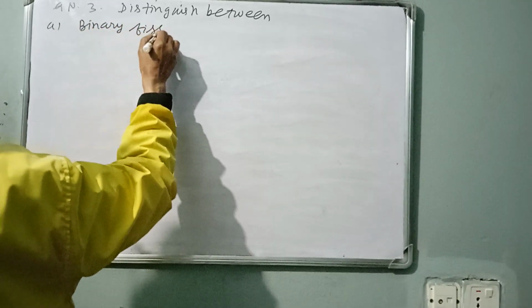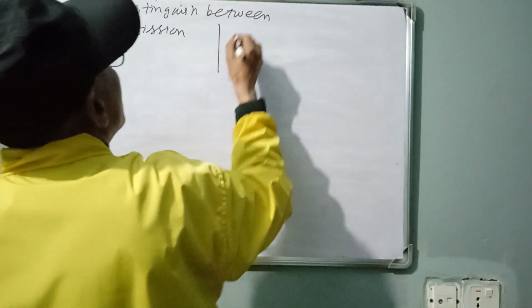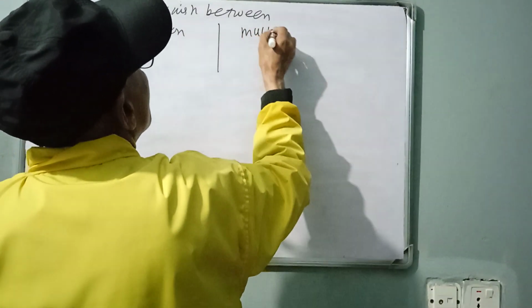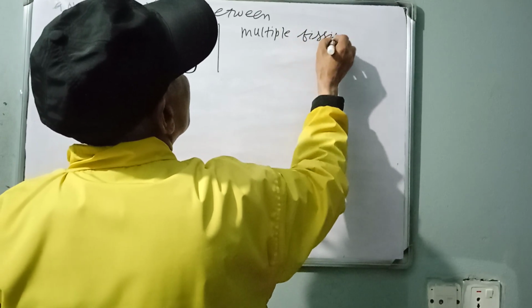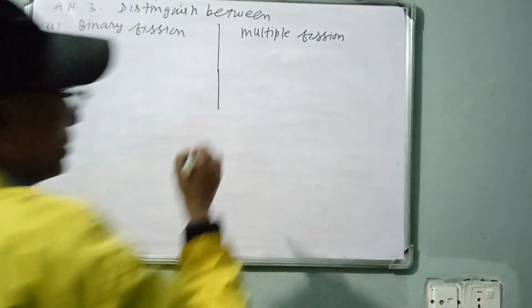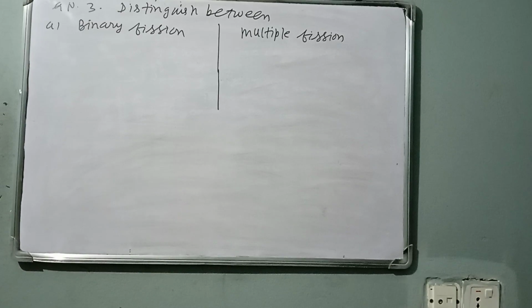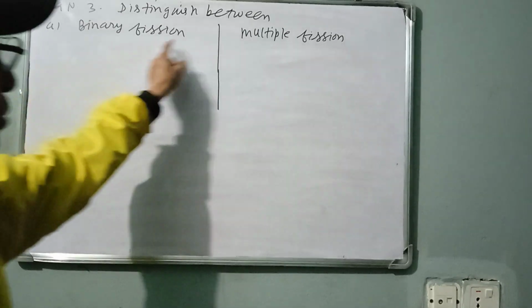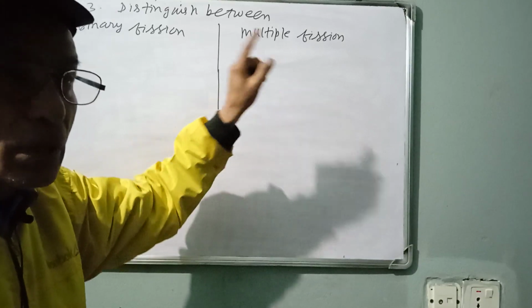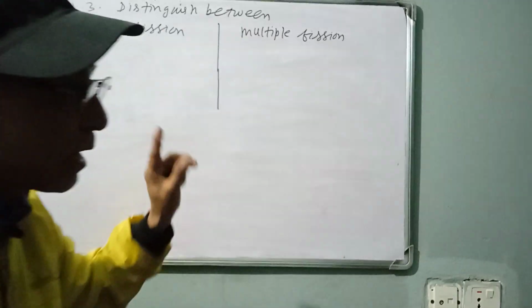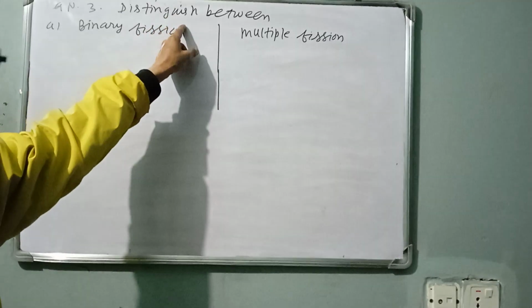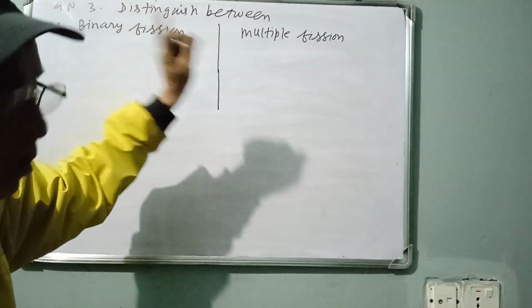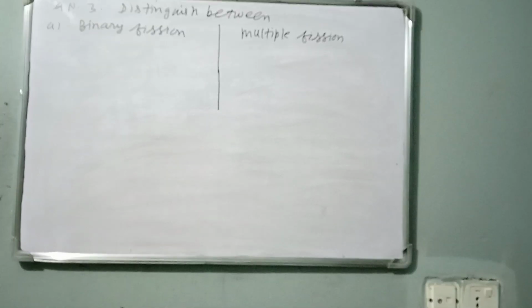binary fission and multiple fission. Here, students are advised not to write that binary fission is asexual, multiple fission is also asexual. Don't write that point because it is not a difference. Distinguish means write differences. Write the points that are different.